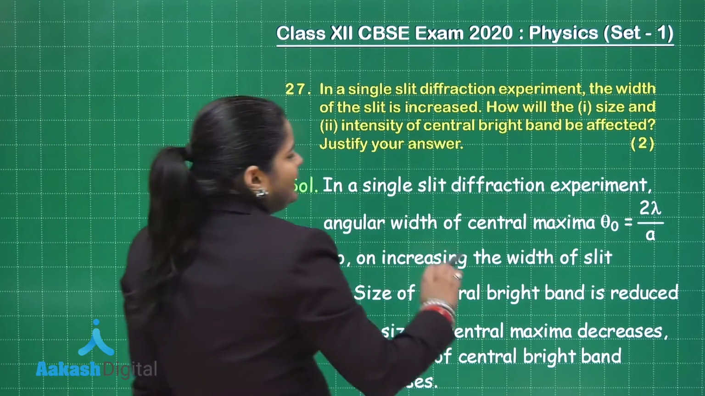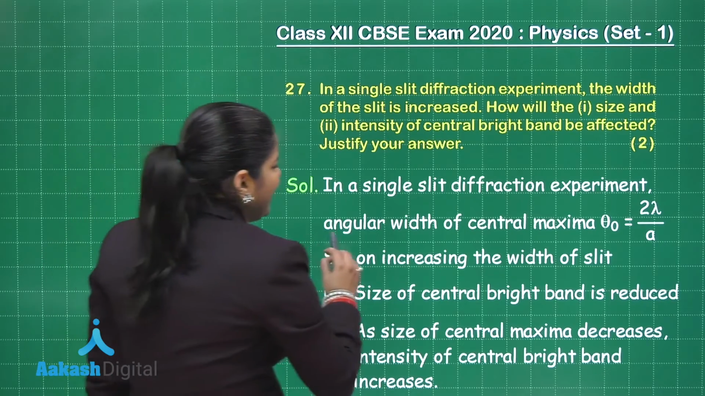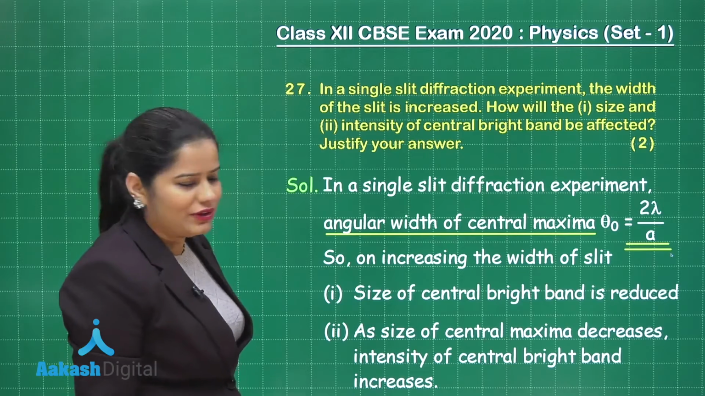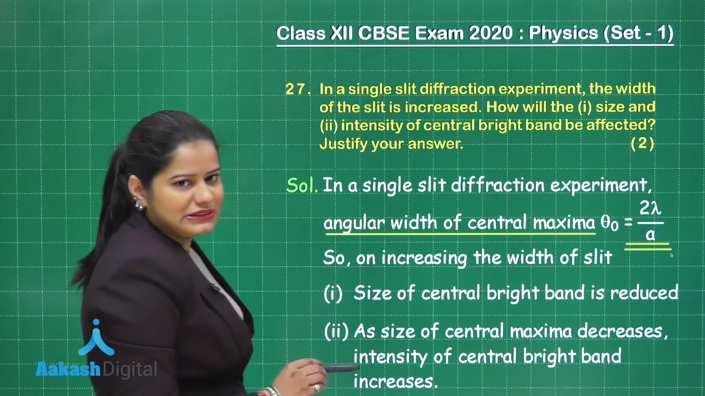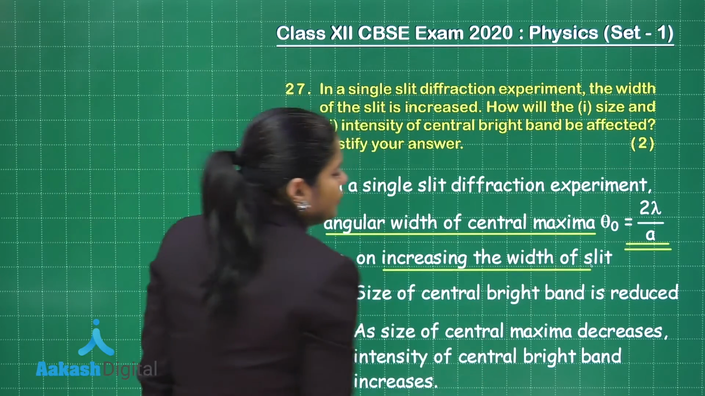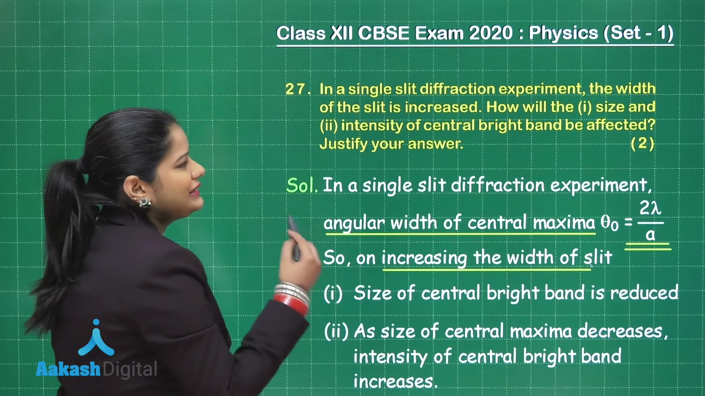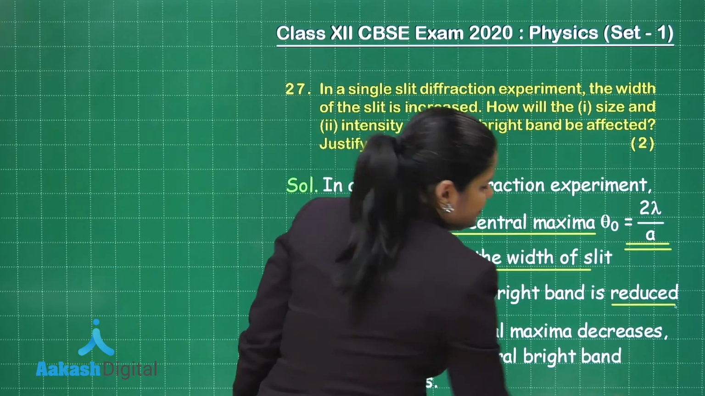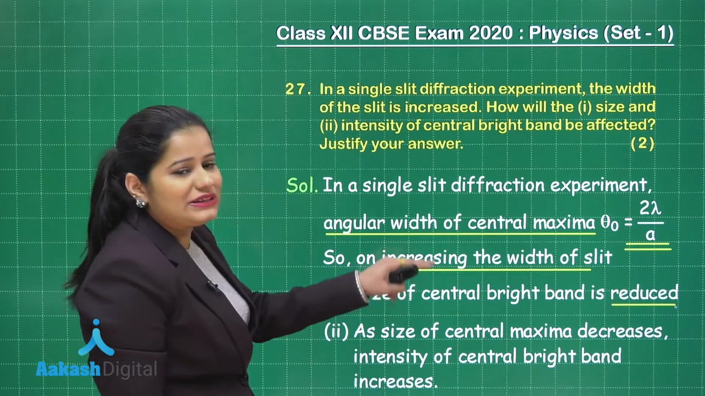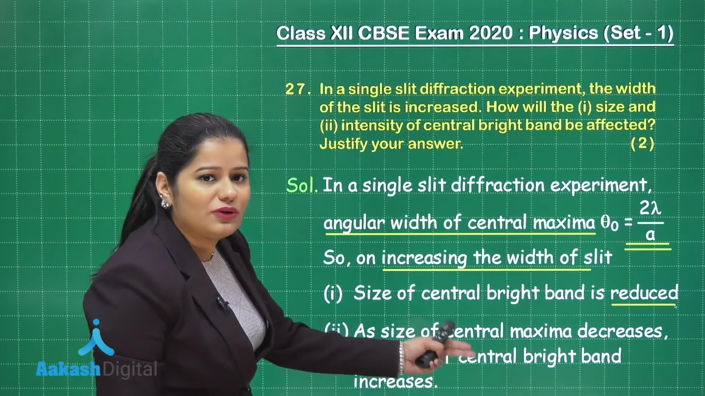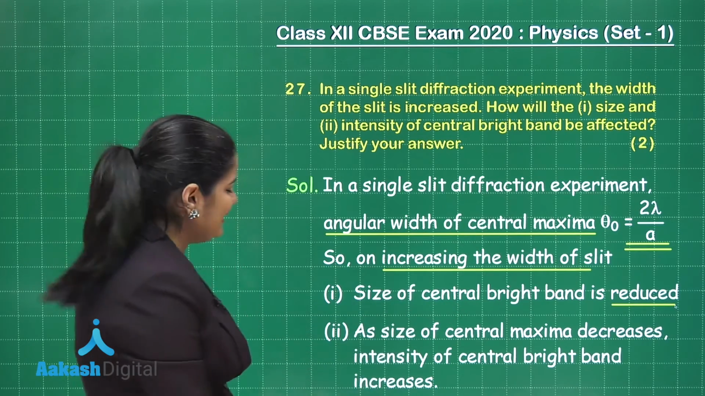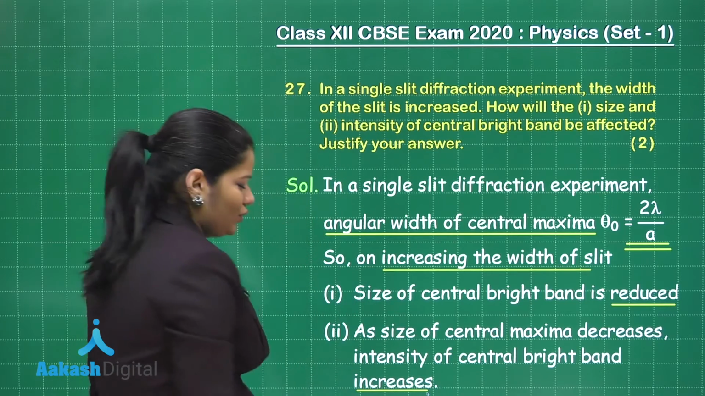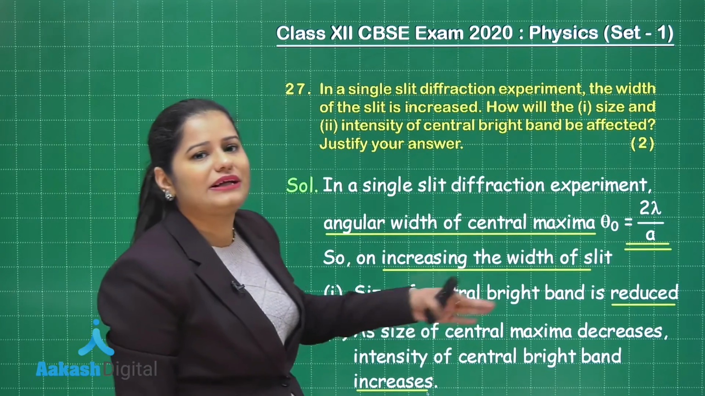If I talk about the single slit diffraction experiment, we know the angular width of the central maxima is given by the formula 2 lambda by a, where a is the width of the slit. Now on increasing the width of the slit, what will happen to the size of the central bright band? That is going to reduce. Now if the size of the central bright band reduces, what is going to happen to its intensity? Its intensity is going to increase, because as the size is decreased, the intensity will increase.